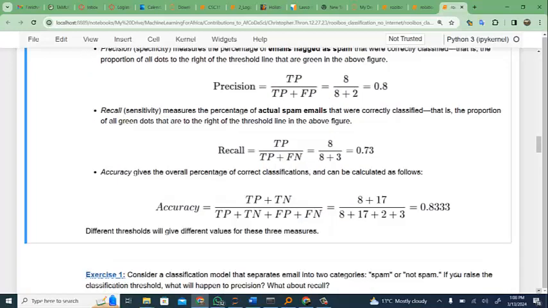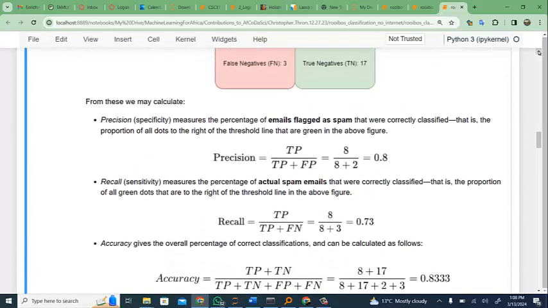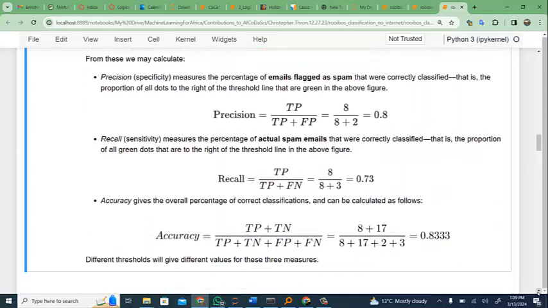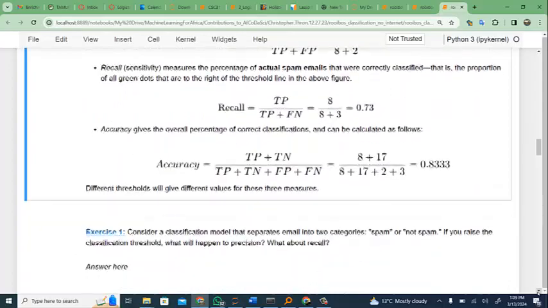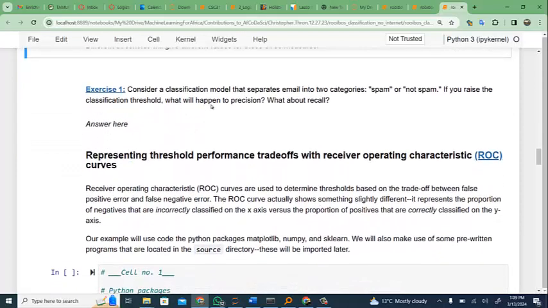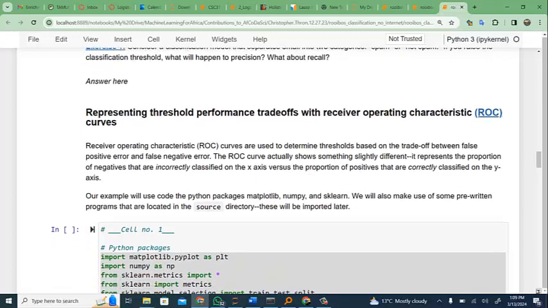Then the accuracy is correctly classified over the total number of instances. So accuracy is the 2 green boxes divided by the total number of instances. Okay. And there are various times and various circumstances in which these different quantities are important. All right, and here's the answer that you need to consider. Based on what I've said, you should be able to answer that question.